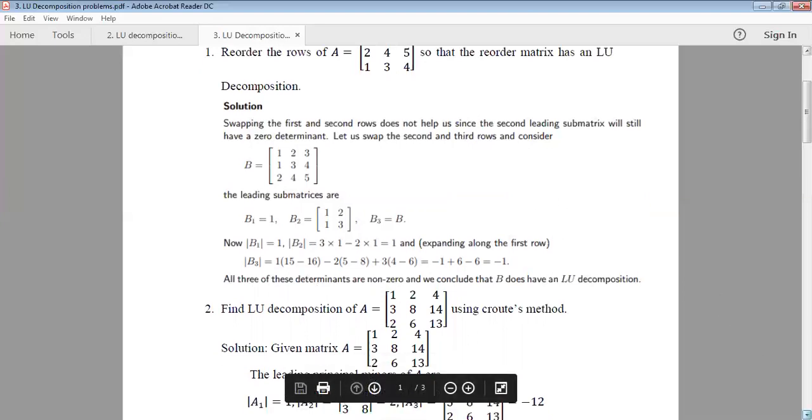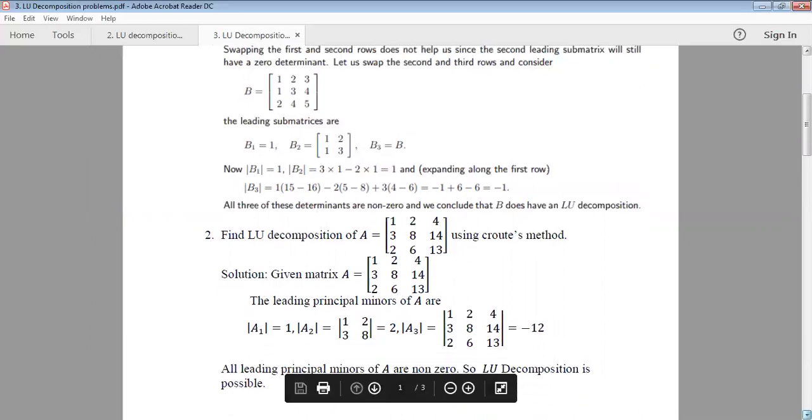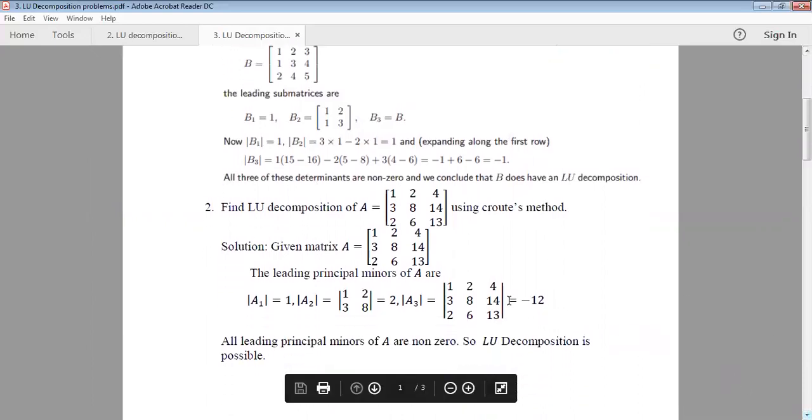Now see the second example. Find the LU decomposition of A equal to [1, 2, 4; 3, 8, 14; 2, 6, 13] using Crout's method. So what is the given matrix?